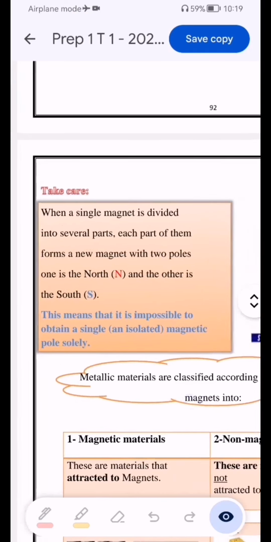Look at this. When a single magnet is divided into several parts, each part forms a new magnet with two poles, one of them North Pole and the other South Pole. That means what? It's impossible to obtain a single magnetic pole.